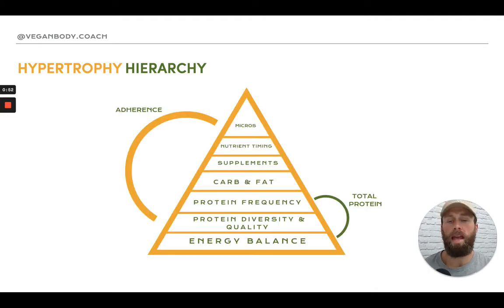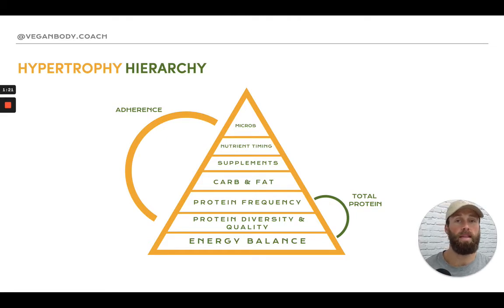So we need basically two main things to change our muscle mass. First of all, we need the nutritional component, and we've covered some of this already. The energy balance at the bottom, ensuring that we have adequate protein diversity and quality, ensuring that we have protein frequency throughout the day, so a certain amount of feedings throughout the day, and then overarching all that, making sure that we have enough total protein every day as well. And then, of course, overarching the whole pyramid is adherence, making sure that we can actually stick to what we have planned. So that's the nutritional component.